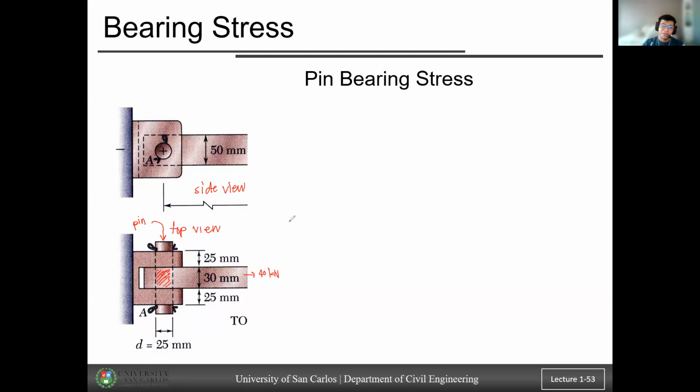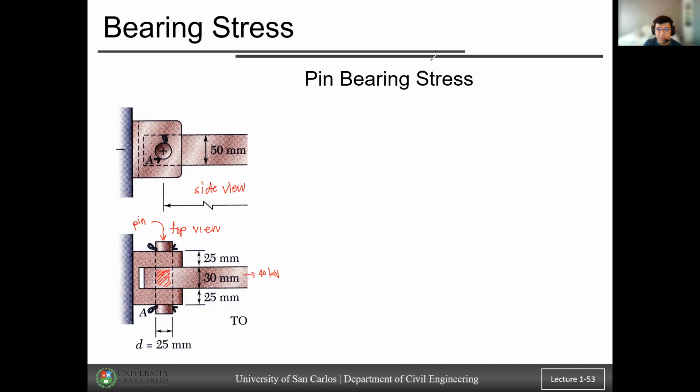So maybe you can't imagine it yet. Just try to imagine what bearing stress is, or the behavior of bearing stress, and try to look for some videos on YouTube on the deformation under bearing stress. Basically, as long as what I can say is that the failure is on the other material. So if one is experiencing shear stress, the other material will experience bearing stress.